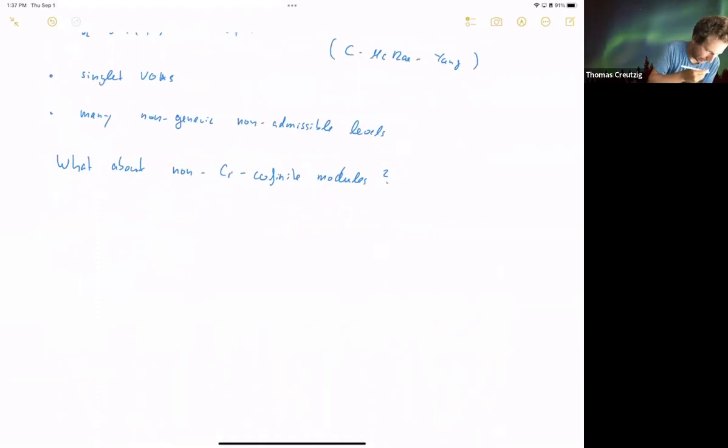So the idea is simply: what could happen is your VOA could have a sub-VOA that has nice C1-cofiniteness properties, and that means you can study tensor categories nicely there, and then you just use VOA extensions. Now, in this situation, this can only happen if this is an infinite order extension. So the idea is to use infinite order extensions of C1-cofinite cases.